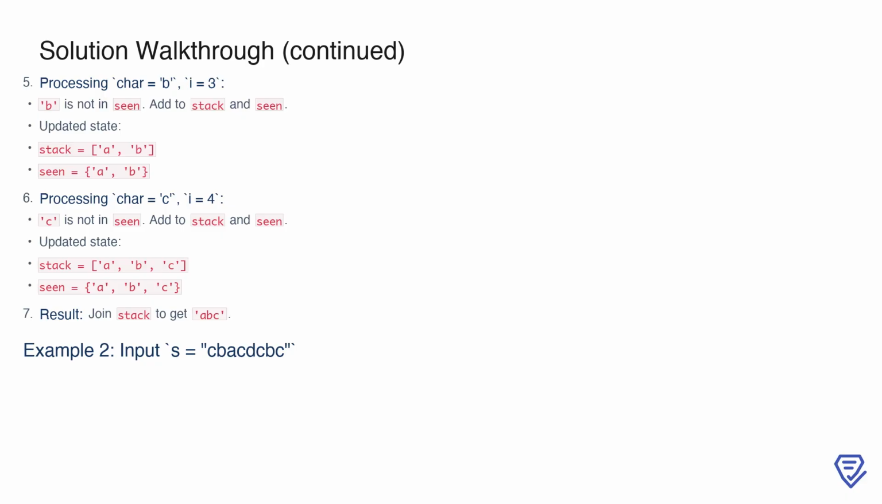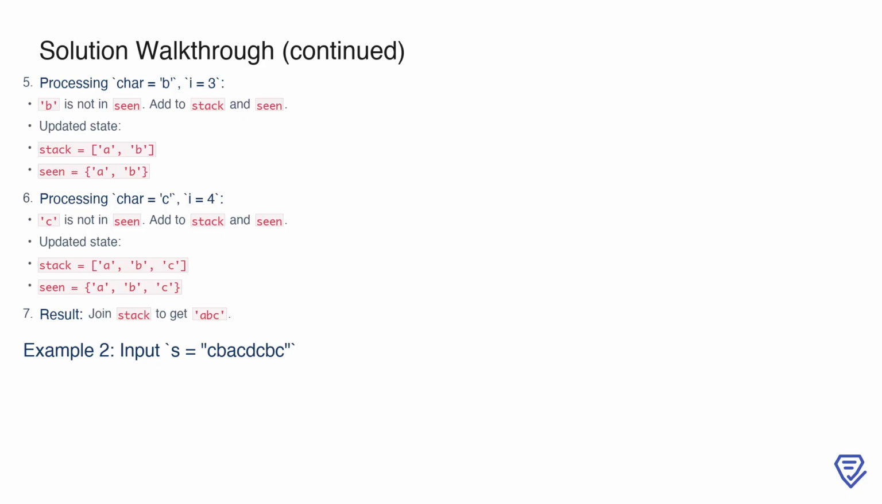At index 3, the character is b. Since b is not in seen, we add it to both the stack and seen. The state updates to stack equals a, b and seen equals a, b. At index 4, the character is c. Again, c is not in seen, so we add it to the stack and seen. Now, the stack contains a, b, c, and seen is a, b, c. After processing all the characters, we join the stack to get the result abc. This completes the first example.